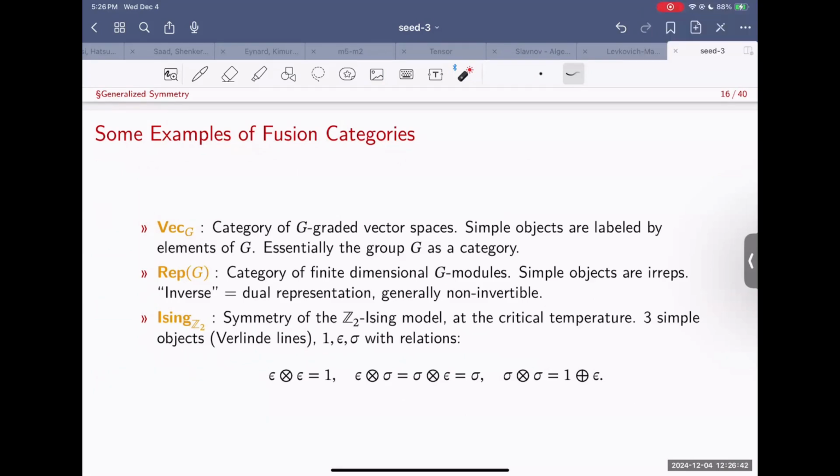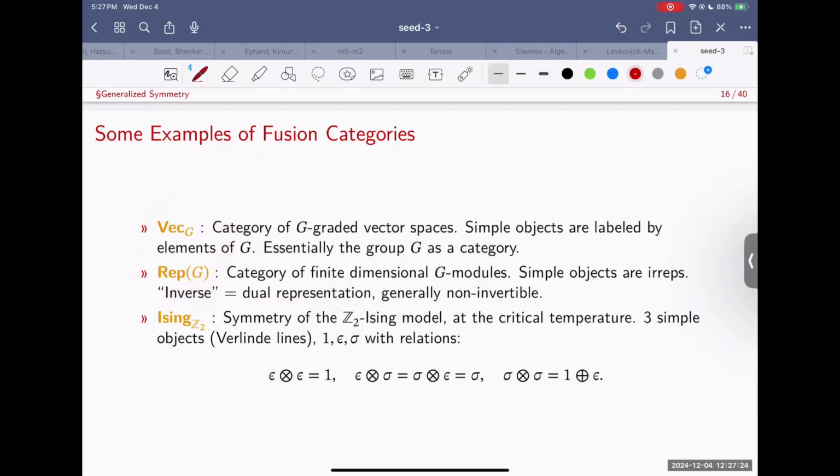Simple objects of this category are labeled by the elements of the group. And so this category is basically the categorified version of the group itself. So in the uniform language of categories, whenever I have a theory with G global symmetry, the underlying category will be vec-G. A closely related category is rep-G, which is a category of finite dimensional representations of G. Simple objects of this category are irreducible representations. Inverse in this category means dual representation, and in general, this is a non-invertible category. So these two are going to be the most important examples.